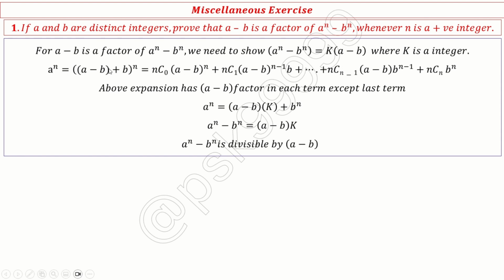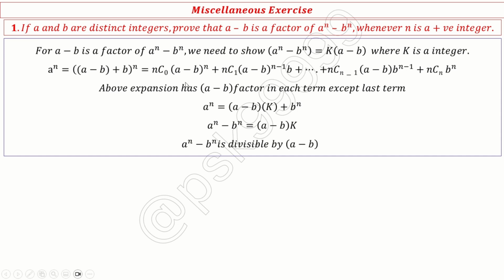So first let's take a to the power of n. I can write this as (a minus b plus b) whole to the power of n. If I expand it, it will become nC0 (a minus b) to the power of n, nC1 (a minus b) to the power of n minus 1 times b, and so on, up to nCn b to the power of n. Why did I choose a minus b as one group? Because I am trying to prove a minus b is a factor. If I had to prove a plus b is a factor, then I would take plus here and put the minus b later.